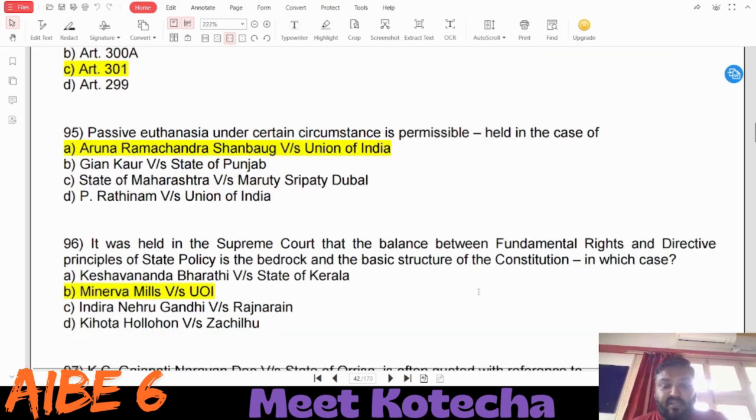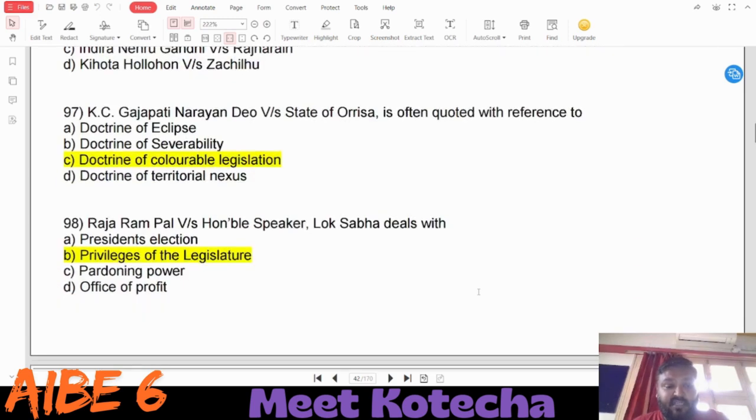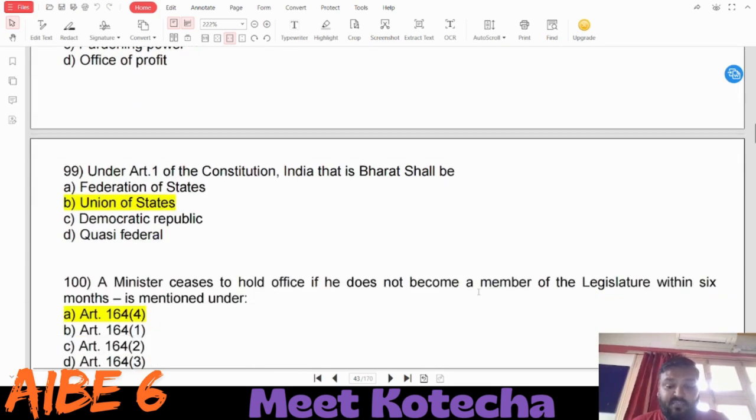It was held by the Supreme Court that the balance between fundamental rights and directive principles of state policy is the bedrock and basic structure of the Constitution, in the case of Minerva Mills versus Union of India. KC Gajapati Narayan Deo versus State of Orissa is often quoted with reference to the doctrine of colorable legislation. Raja Ram Pal versus Honourable Speaker Lok Sabha deals with privilege of legislature. Under Article 1 of the Constitution, India, that is Bharat, shall be a Union of States. A minister ceases to hold office if he does not become a member of the legislature within 6 months, as mentioned in Article 164, clause 4.